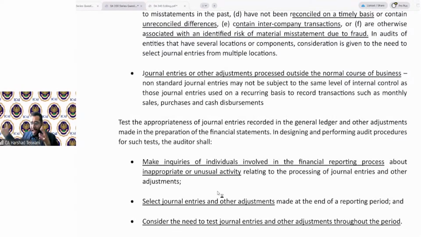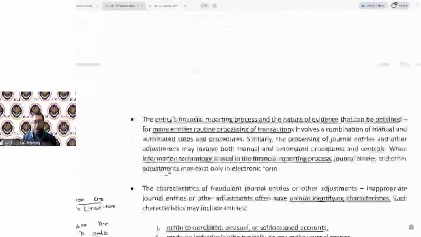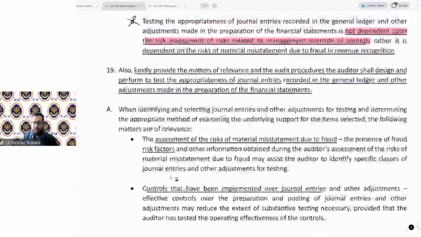Once I test, I'll get some evidence whether the journal entries are appropriate, or I may identify issues and observations, and accordingly I will redesign and reevaluate my process of testing journal entries. So this is how I will design my procedures for the testing of journal entries.